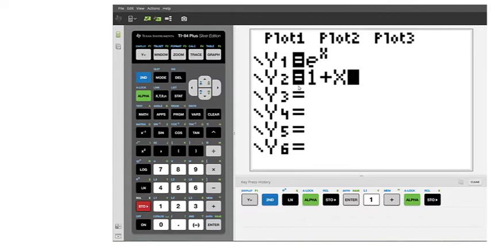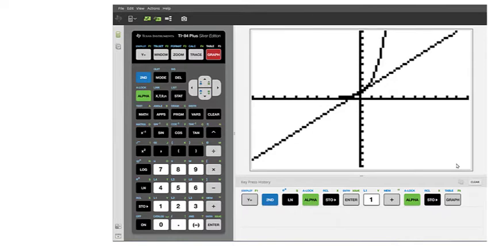Okay, once I've got my two functions in here, I click on Graph, and there you can see the two functions together. Here's the e to the x, and here is the 1 plus x. And you can see right here at 0, they intersect, and it's a good approximation just for this little area near there. And we'll come back to this and see if we can get a better approximation.